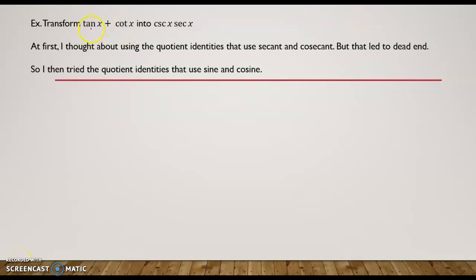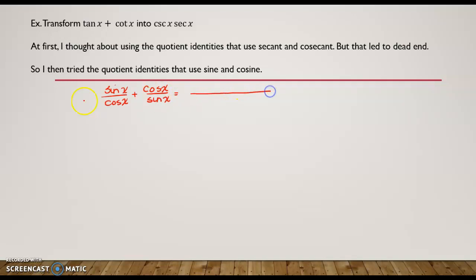And we've got this right here, tan x plus cotangent x into cosecant or secant. So I was looking at the ones where you're trying to get tan and cotangent into that, and looking at maybe trying to do some secants and cosecants, because that's what I'm going to, but it was a dead end. So I had to start over. Then you try the quotient identities. Tan is sine x over cosine of x. And cotangent is cosine of x over sine of x.